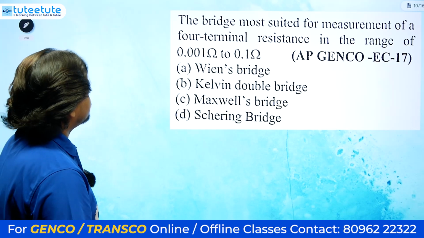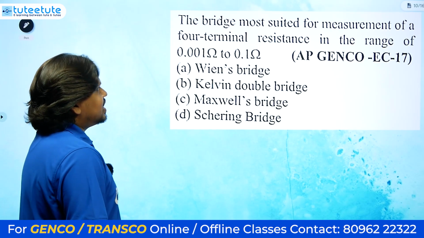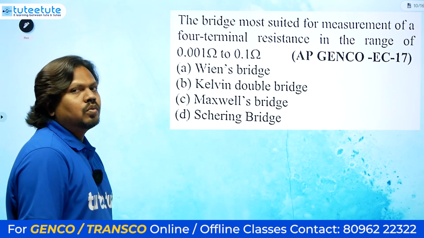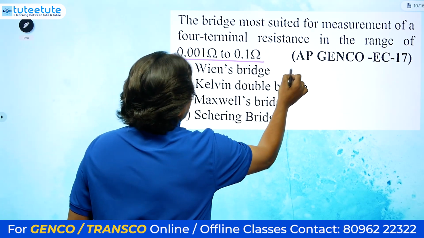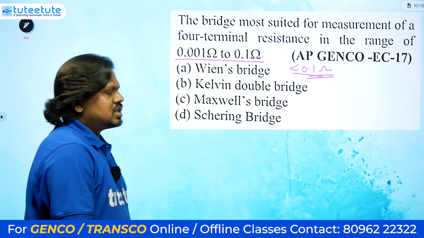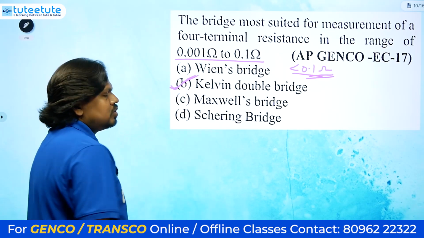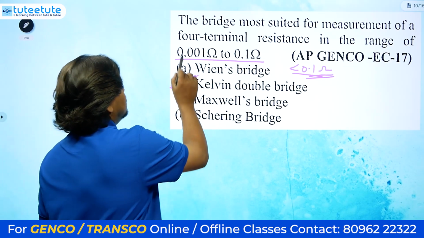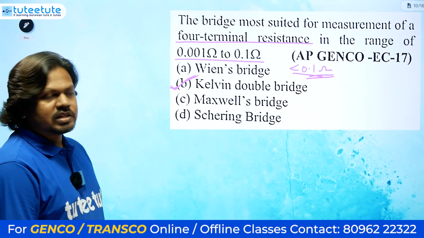The next question: the bridge most suited for the measurement of a 4-terminal resistance in the range of 0.001 to 0.1 ohm. Whenever you see low resistance, less than 0.1 ohms, meaning very small resistance, we need to use Kelvin's double bridge. Why have they mentioned 4-terminal resistance? Just to confuse you.